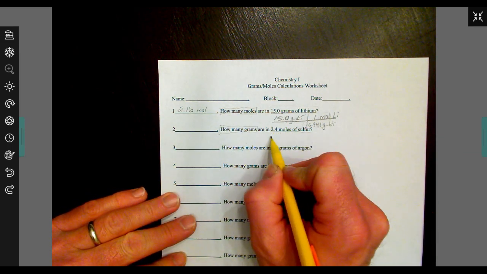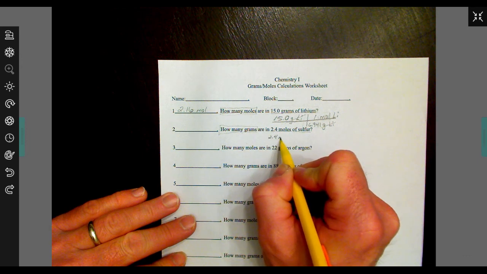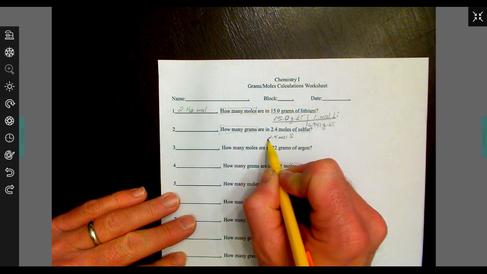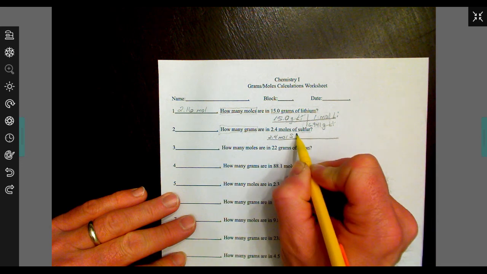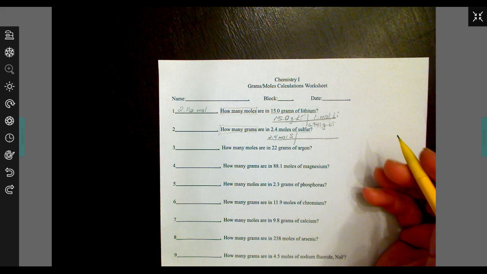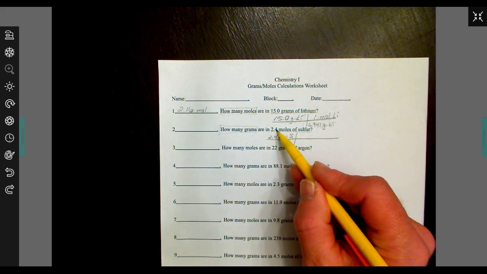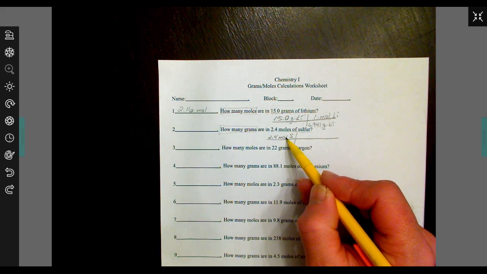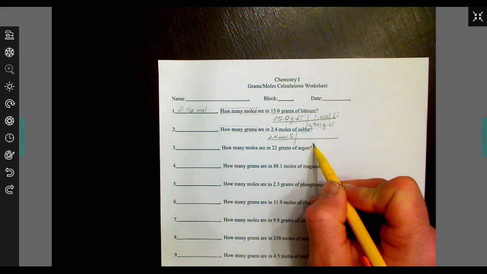Let's look at number 2. The only thing I know is I have 2.4 moles of sulfur. Run my T-chart right off of that. My teacher taught me that whatever label it has in the problem is the label I start with. And then I take that label, copy it, and paste it down to the right.